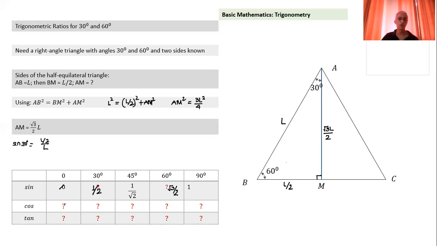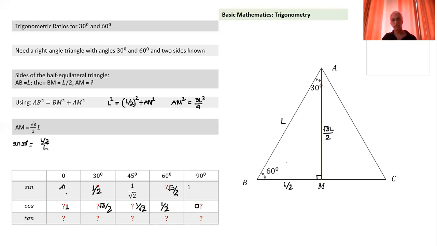Cos 0 will be equal to sine of its complementary angle. So cos 0 will be equal to sine 90, hence it will be equal to 1. Cos of 30 will be equal to sine 60, which will be equal to root 3 by 2. Cos of 45 will be equal to sine of 45, 1 by root 2. And cos of 60 will be equal to sine of 30, 1 by 2. And cos of 90 will be equal to sine of 0, which will be equal to 0.